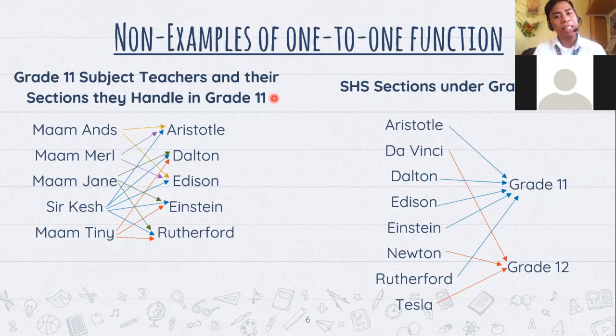Dapat Aristotle, grade 11 lang, di ba? Da Vinci, grade 12, tapos Dalton, grade 13, mga ganon. Pero hindi ganon yung case natin. Since there are many inputs that correspond to a single output, that is not one-to-one. Kasi balik tayo sa rule, a one-to-one function, if we have a function that is one-to-one, each element in the domain should have one and unique element corresponding to our range or to the range.